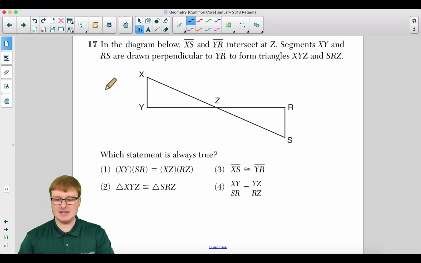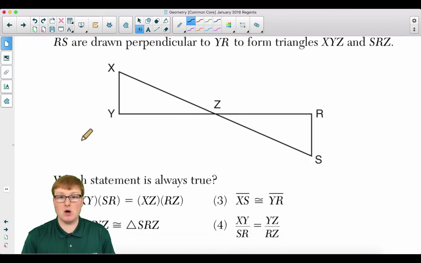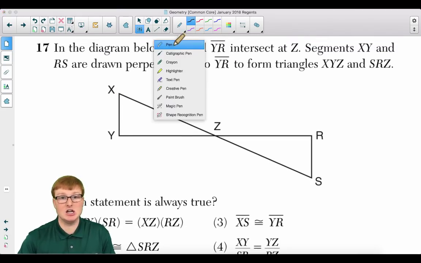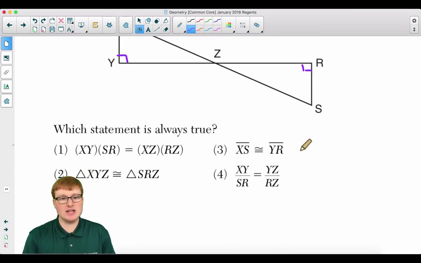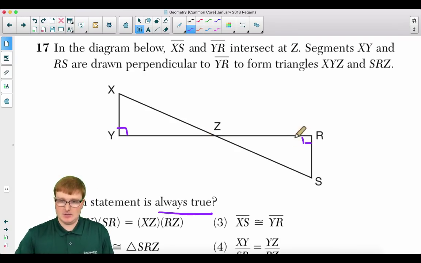Number 17. I hope that you didn't get fooled with this one. In the diagram below, XS and YR intersect at Z. Segments XY and RS are drawn perpendicular to YR to form right triangles XYZ and SRZ. So we know for a fact that these are right angles thus far. It says, which statement is always true? Always true. So, here we go.